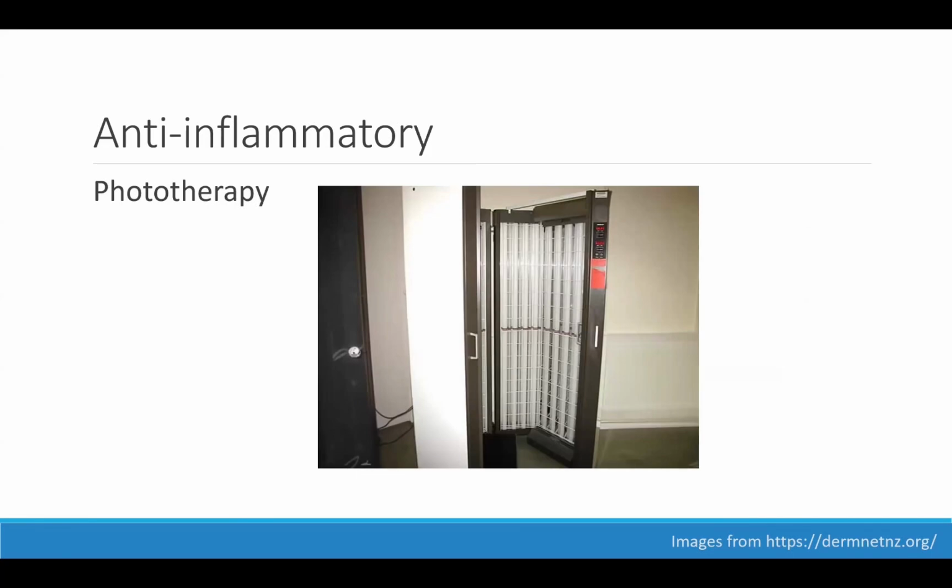We can also use phototherapy, which is basically using ultraviolet light in a cabin, or you can see the machine there, that the patient will go into for the treatment.